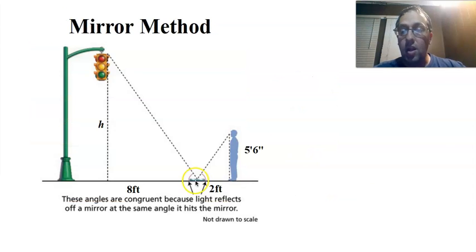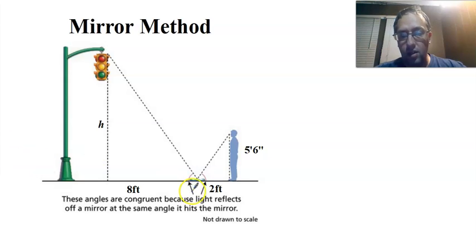All right? Another method we can use is called the mirror method. And the way this one works, you put a mirror on the ground and you stand over here, you look at the mirror and you position that mirror to where the reflection of the top of whatever it is you're looking at is in the middle of the mirror. And then you can measure from the mirror to your feet and from the middle of the mirror to being directly underneath whatever it is you're looking at.